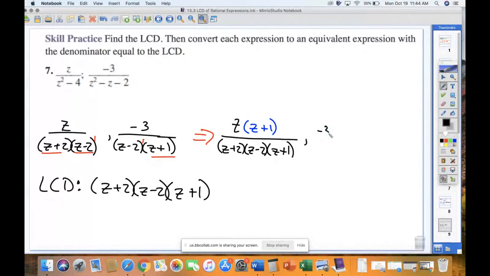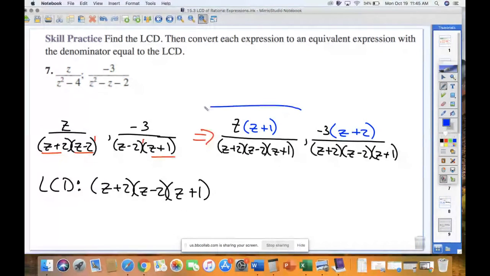My other fraction had a minus 3 on top. I'm going to rewrite that with the common denominator. Z plus 2, z minus 2, z plus 1. And now I'm going to inspect. It has a z minus 2, z plus 1. It needs z plus 2.